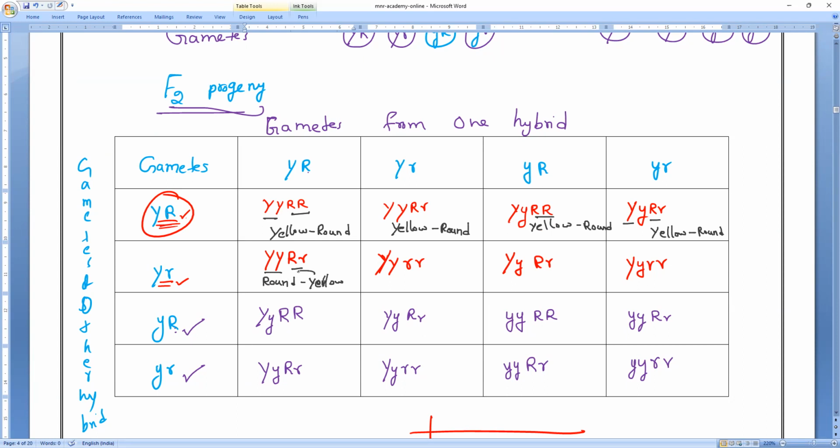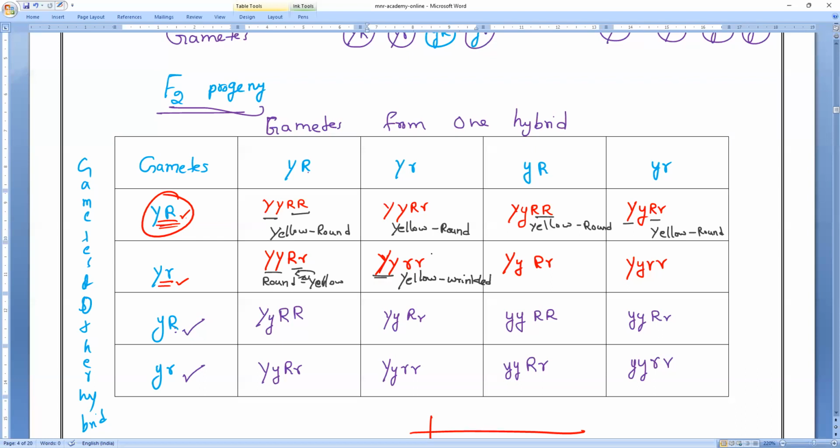Just reverse it, you can make it. Next, both are capital Y, so yellow. But both are small rr, so it is wrinkled. Green, wrinkled. Understand? So yellow and wrinkled. Both are rr, wrinkled.